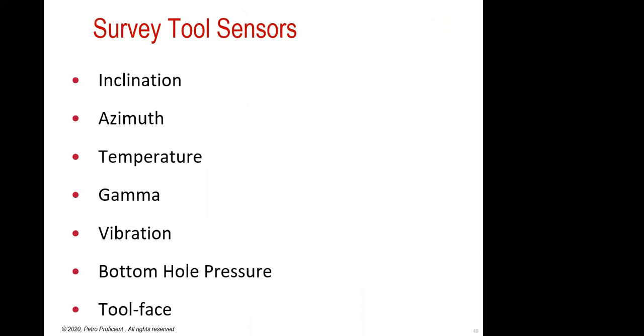But we also have logging while drilling. Now, what is the difference between measurement while drilling and logging while drilling? These terms are loosely and interchangeably used. So to be very clear, what measurement while drilling measures are these parameters. They measure inclination, azimuth, temperature, gamma ray, vibrations, bottom hole pressure, and tool face. So these are some of the things that MWD measures.